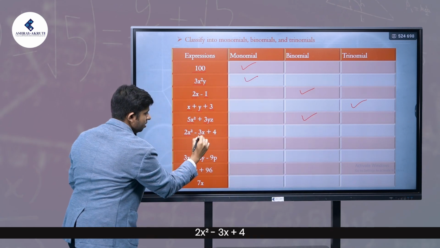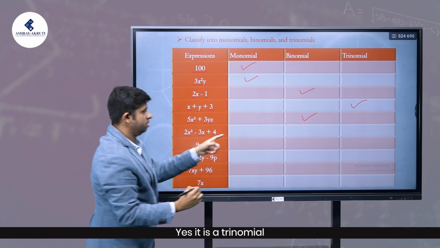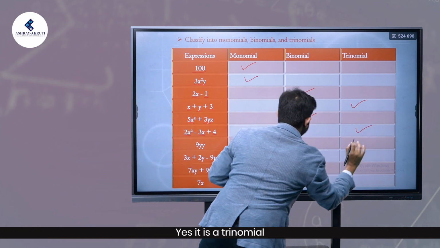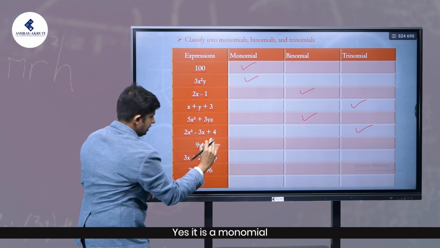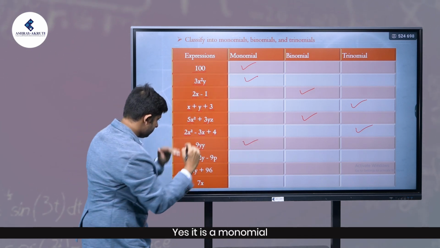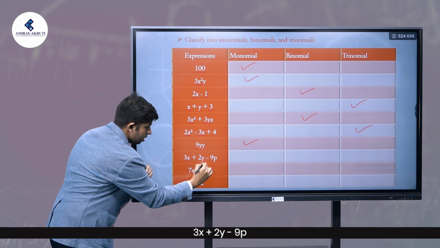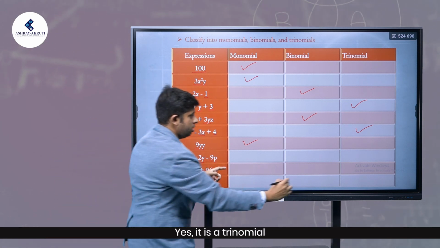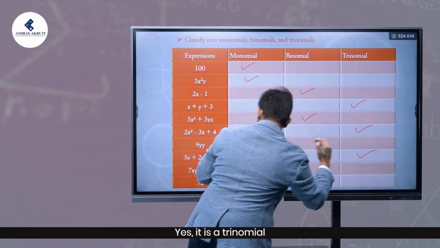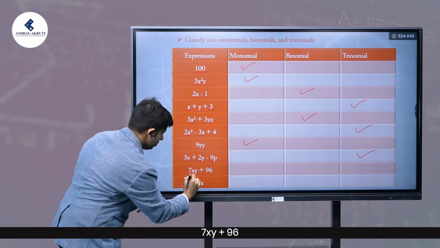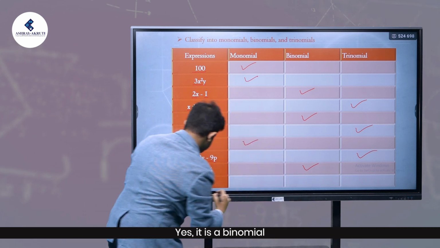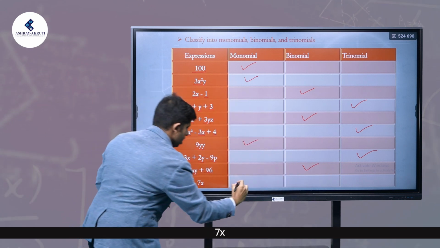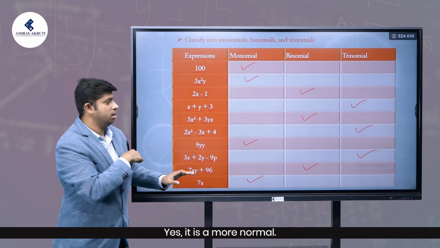2x square minus 3x plus 4. Yes, it is a trinomial. 9yy. Yes, it is a monomial. 3x plus 2y minus 9p. Yes, it is a trinomial. 7xy plus 96. Yes, it is a binomial. 7x. Yes, it is a monomial.